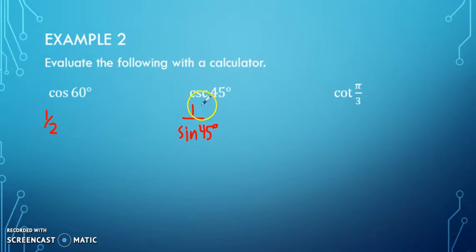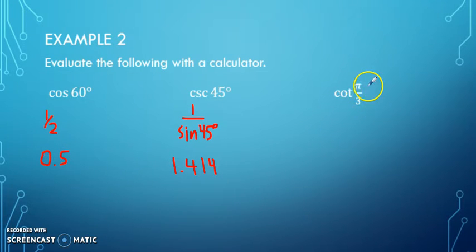So for this one, you're going to enter 1 divided by sine of 45, making sure that you're still in degree mode. And for my calculator, I got square root of 2, but if you're entering this as a decimal, that's going to be 1.414. I'll just go ahead and specify in the other one just in case. The answer to that would have been 0.5.